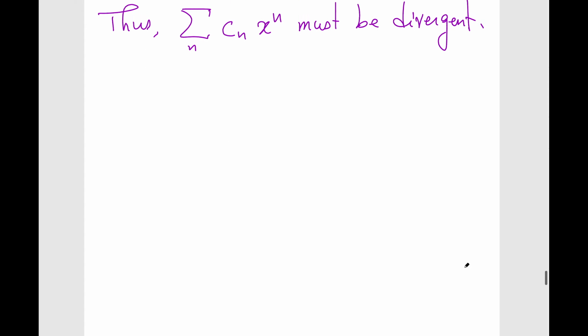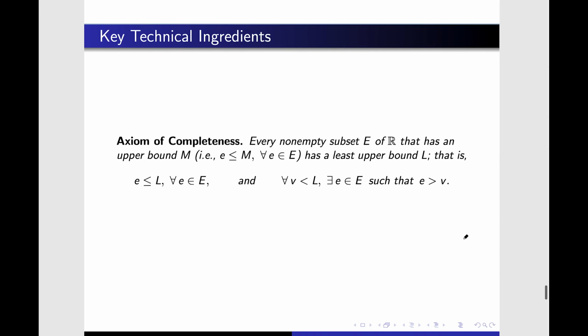All right. Next is the axiom of completeness, and it says the following. Every non-empty subset E of R, so every non-empty subset of the real line that has an upper bound M, and what does it mean to have an upper bound? It means what you might think it means. It means that there exists a number M such that it's bigger than or equal to any number e in that set E. Okay? So an upper bound of a set means that there exists a number that is bigger than or equal to every number in the set, right?